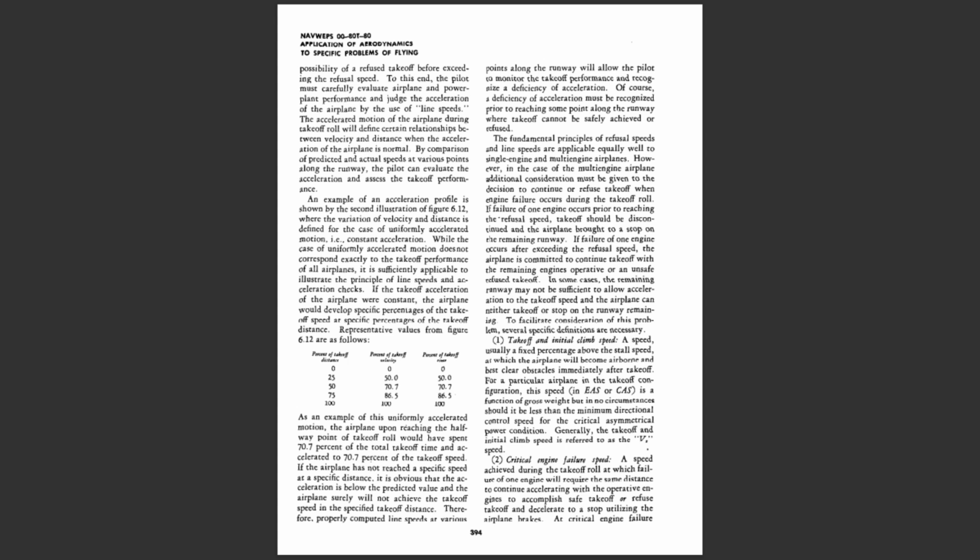The accelerated motion of the airplane during takeoff roll will define certain relationships between velocity and distance when the acceleration of the airplane is normal. By comparison of predicted and actual speeds at various points along the runway, the pilot can evaluate the acceleration and assess the takeoff performance. An example of an acceleration profile is shown by the second illustration of Figure 6.12, where the variation of velocity and distance is defined for the case of uniformly accelerated motion, i.e., constant acceleration.